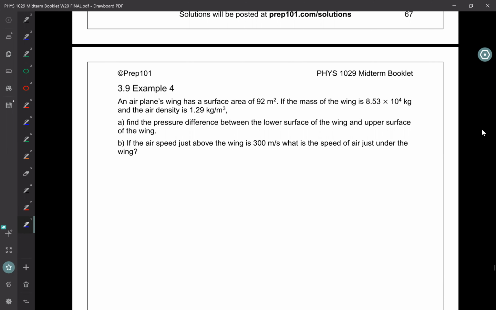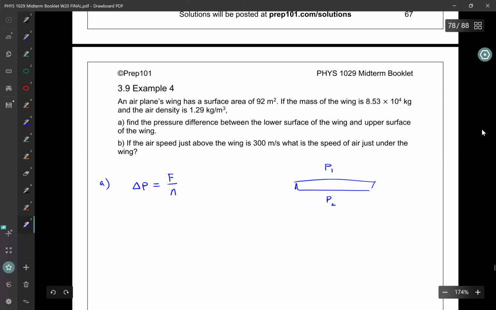So it is very important to know what's causing the pressure difference between the upper surface and the lower surface of the wing. So if I were just to draw a wing in here, and I take the upper surface pressure to be P1 and the lower surface pressure to be P2, what's really causing the pressure difference? It is the weight of the wing. So delta P equals force divided by surface area.